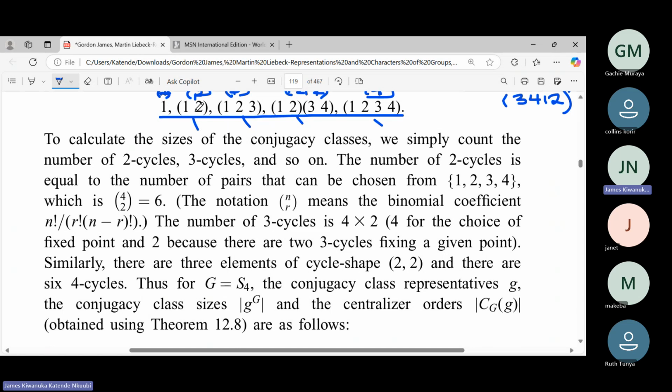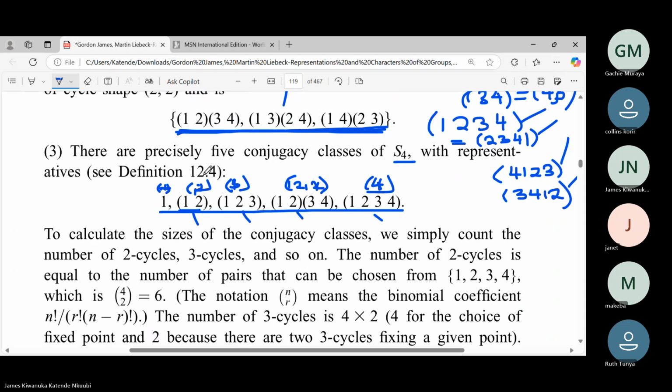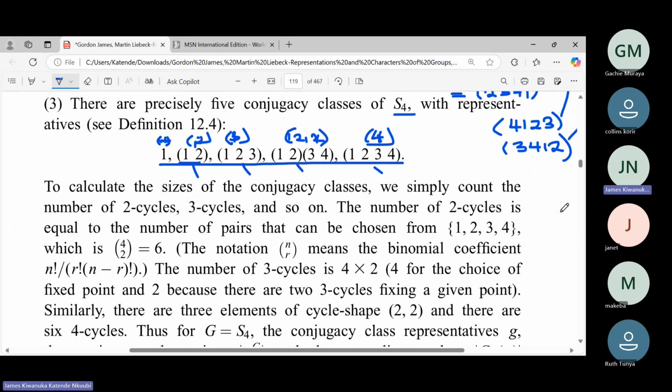The first one, if you are looking for 2 cycles, you are in S4. So the number of 2 cycles will be 4 choose 2. I think that will be 6 in total. All the different pairs you can pick will form the 2 cycles. So you end up with 6. So this first one will have 6.